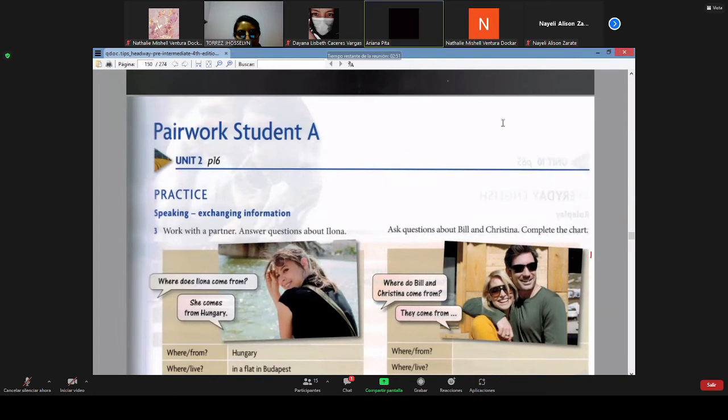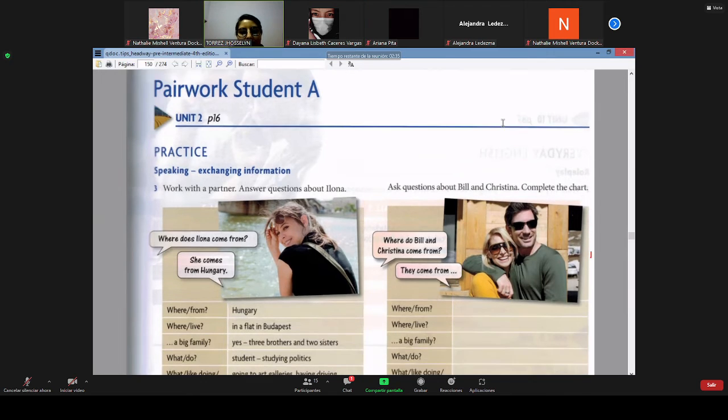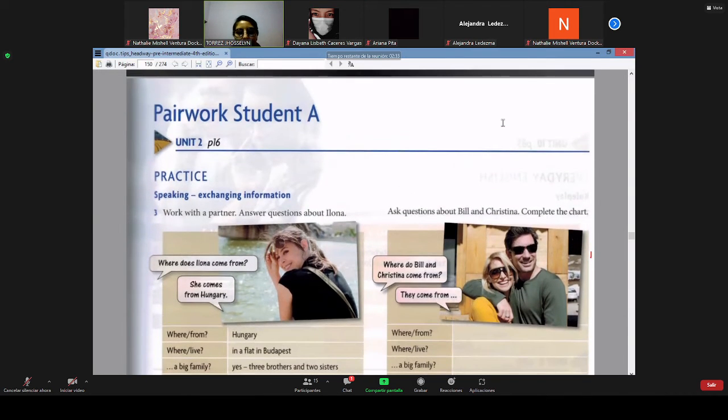Group B. Where does she live? Excellent. Where does she live? Please, group A, answer. She lives in a flat in Budapest. Excellent. Very good. The same activity, please. The next question, group B. Has she got a big family? Sorry, has she got a big family? Okay, has she got a big family?